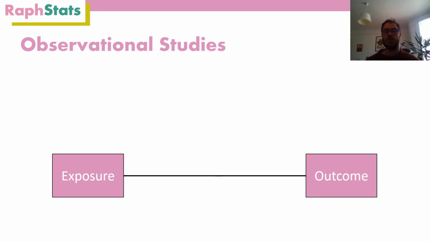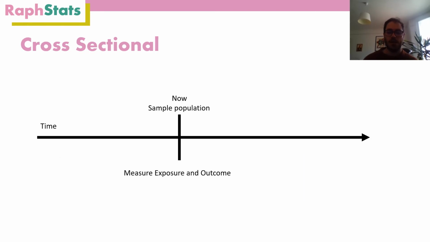So in an observational study, fundamentally what we're looking at is an exposure that happened and trying to see if it's associated with an outcome. So this might be, for example, smoking and cancer. Now there's lots of different types.